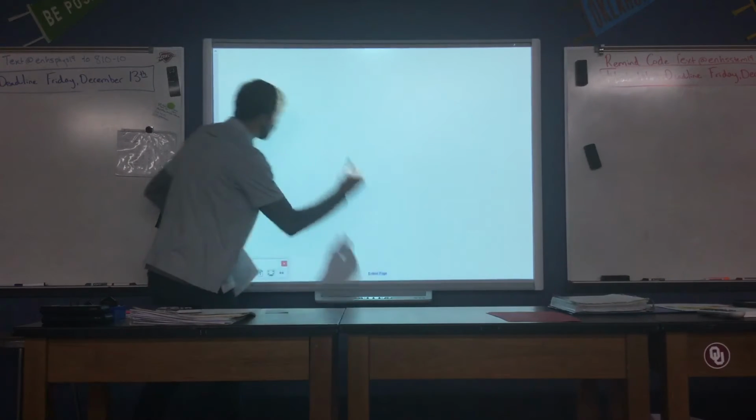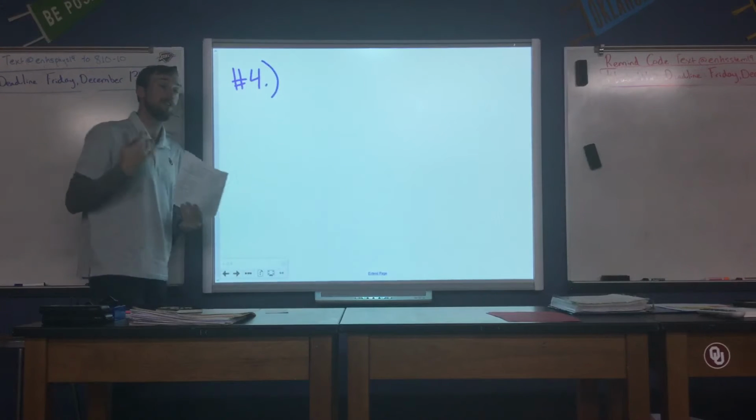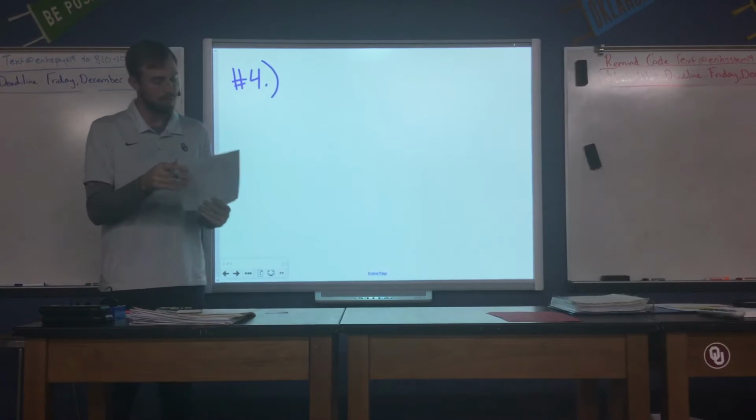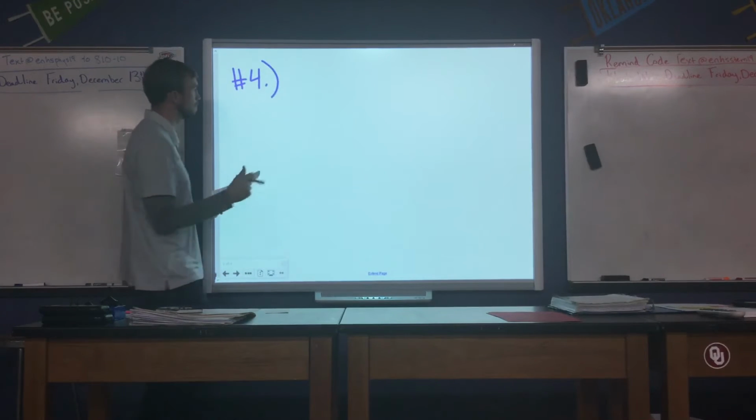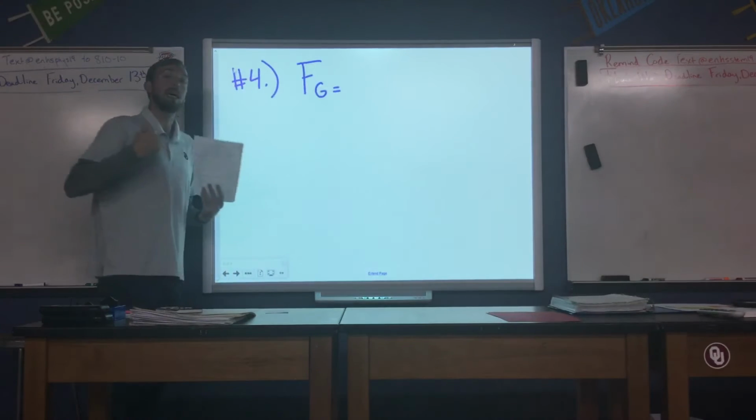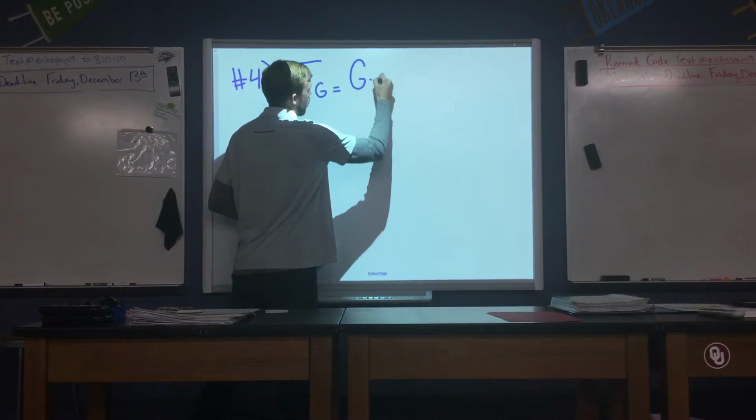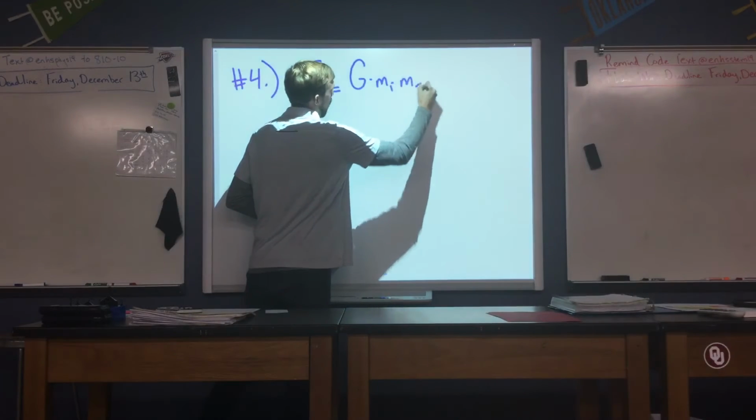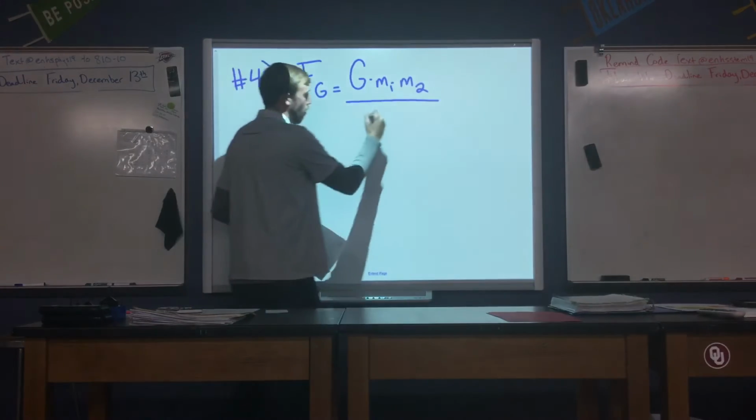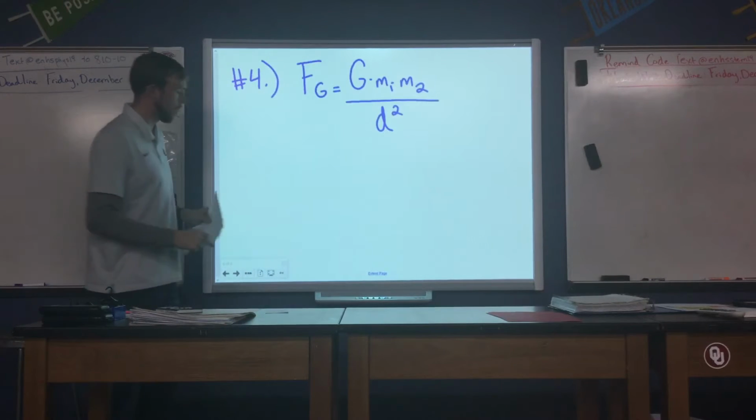So here, this is problem number 4 on our review. And we're looking to find the force of gravity, which is again a force of attraction between any two objects with mass, between the sun and Saturn. So, if we're looking at the force of gravity between these two objects, we can use Newton's law of universal gravitation. Our constant, big G, multiplied by m1 and m2, which are the masses of our two objects, divided by d squared, the distance between our objects squared.